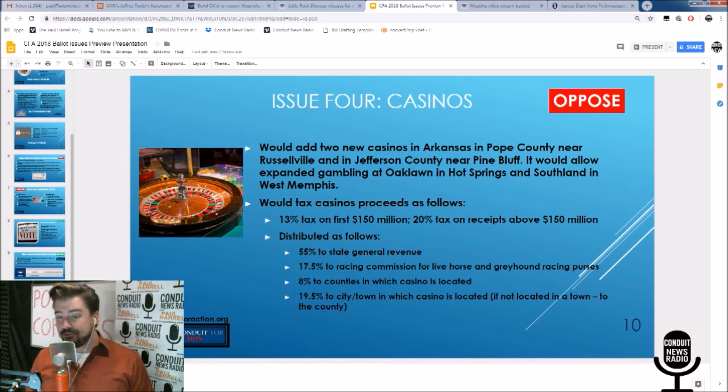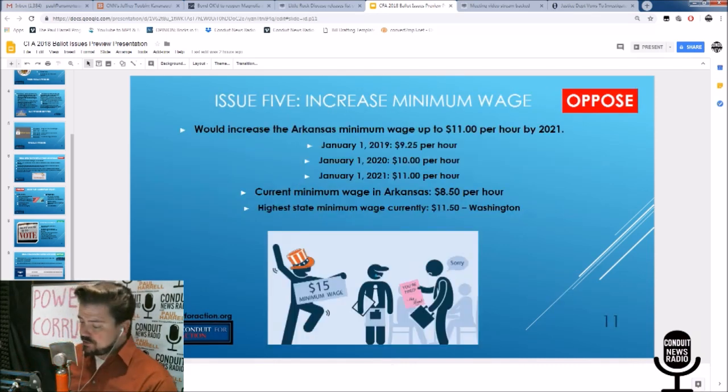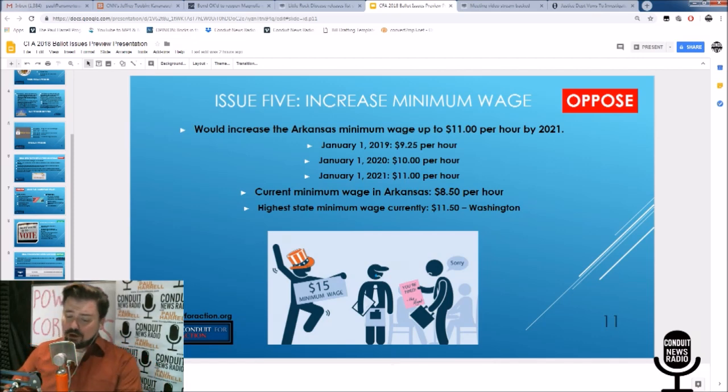Okay, so after you make your decision on Issue 4, assuming it doesn't get thrown out either, you'll go down to Issue number 5. Issue 5 is an increase in the minimum wage. This is a terrible idea for a ton of reasons. It would increase the Arkansas minimum wage up to $11 per hour by 2021.